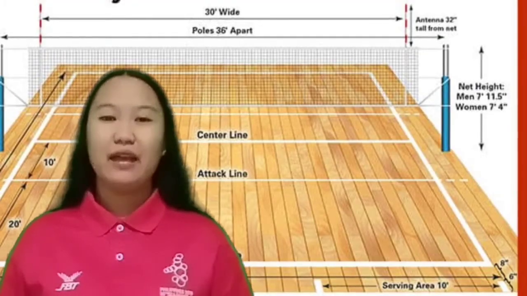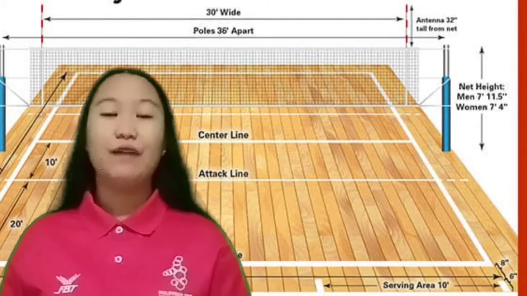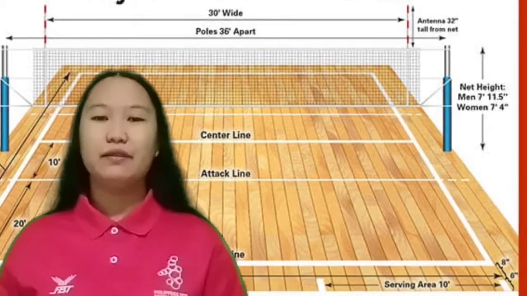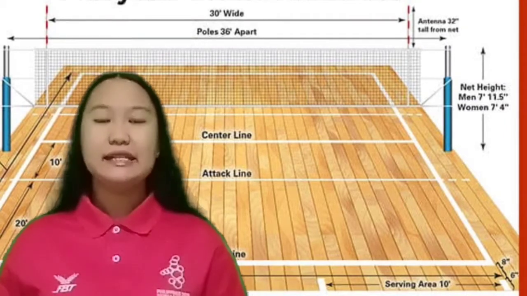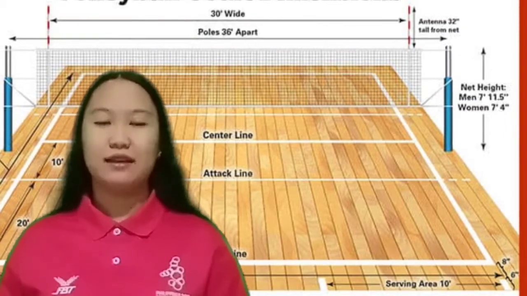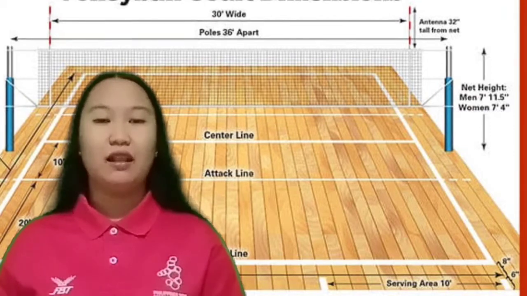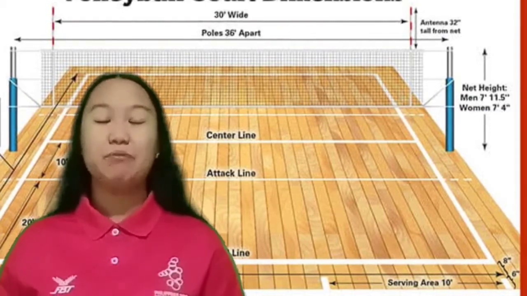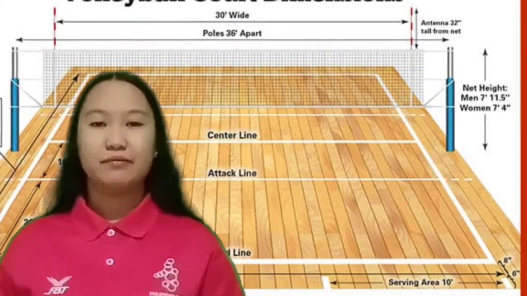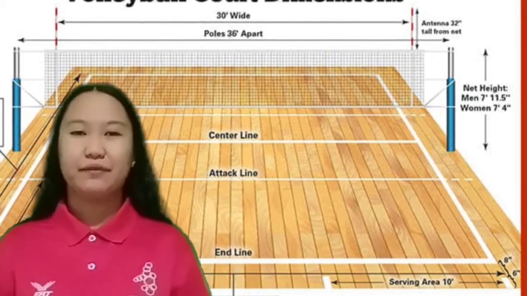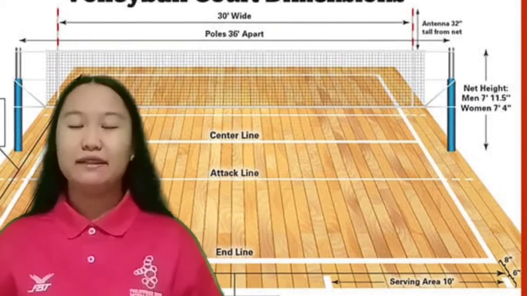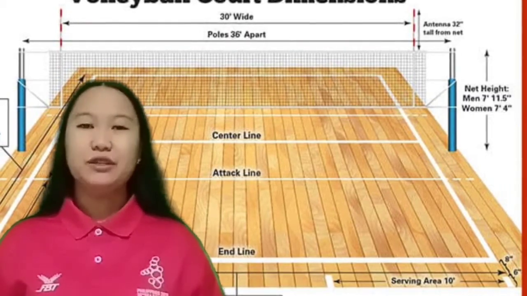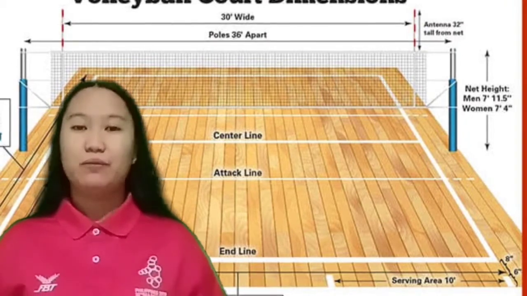Under the equipment and facilities, we have the volleyball court dimensions. The overall size of the volleyball court is 60 feet by 30 feet. The net is in the middle of the court with each side measuring 30 feet by 30 feet. We have the center line. At the center of the court, a center line is drawn, dividing it into 30-foot squares above which the net is put.